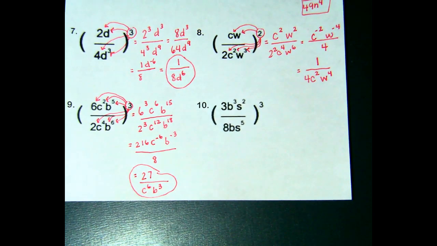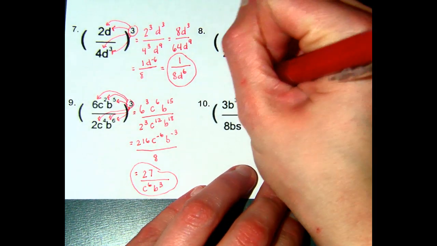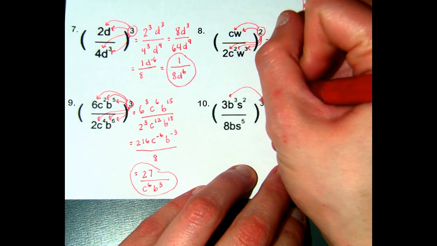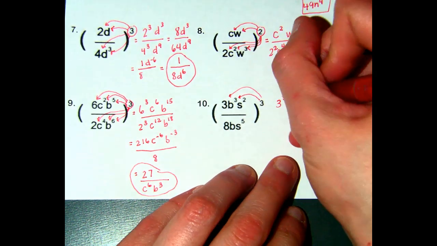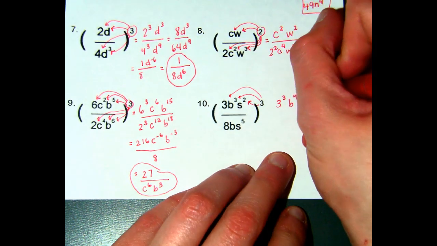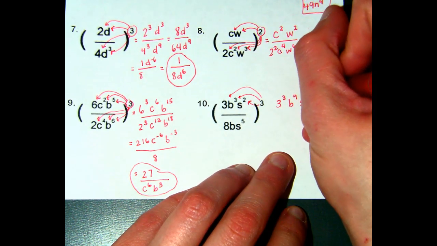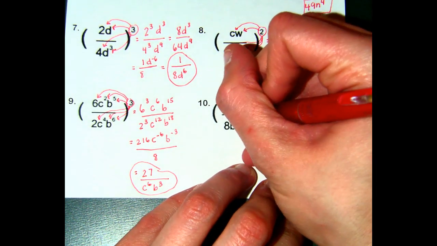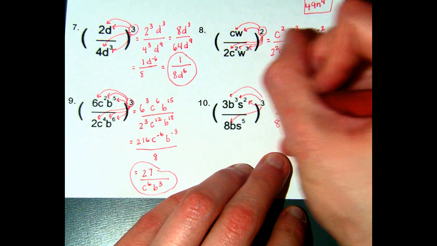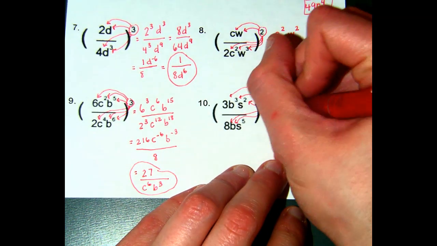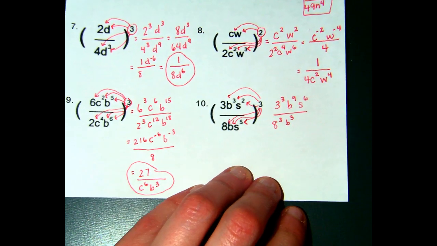Last but not least, number 10. Again, it's got quite a few things going on. 3 to the 3rd, B to the 9th, S to the 2nd, nope, S to the 6th, don't forget to multiply like I just did. 8 to the 3rd, B to the 3rd, S to the 15th.